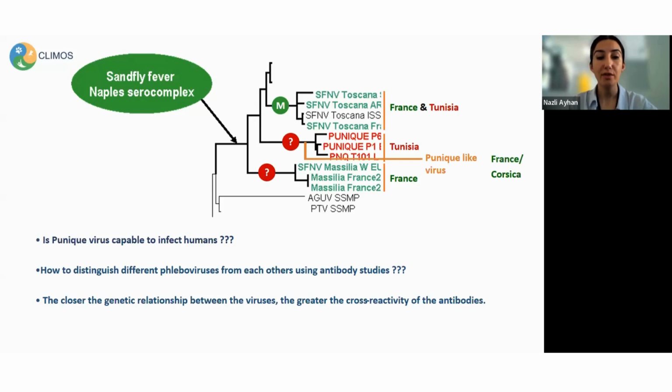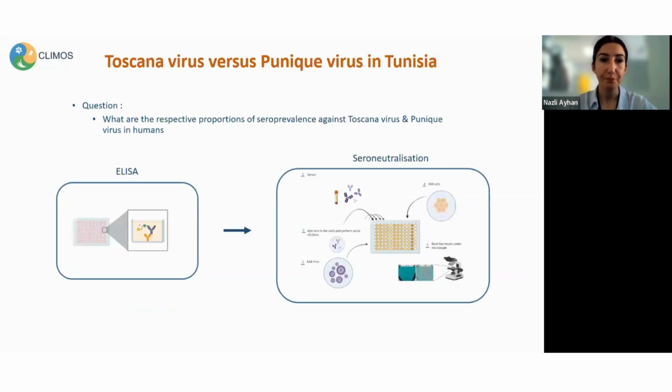And how to distinguish different Phleboviruses from each other using antibody studies. Because the closer the genetic relationship between the viruses, the greater the cross-reactivity of antibodies. So this was a challenge. And the question was rather, what are the respective proportions of seroprevalence against Toscana virus and Punic virus in humans in Tunisia?